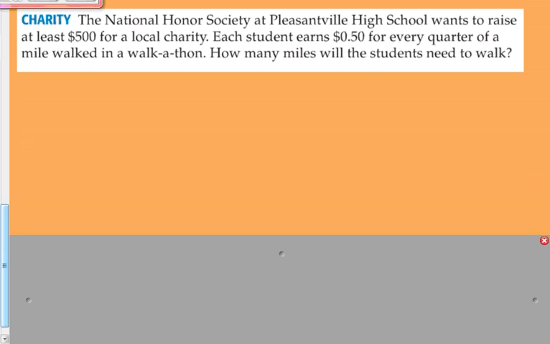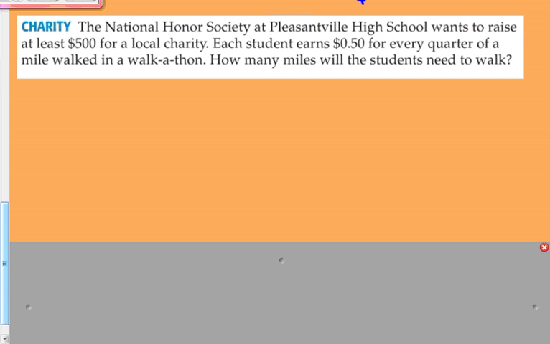Let's do our next problem. The National Honor Society at Pleasantville High School wants to raise at least $500 for a local charity. So I'm going to concentrate on that right there. At least 500 means it can be more than 500, so I'm going to put greater than or equal to 500, because that's exactly how at least works. Each student earns 50 cents for every quarter of a mile. So they get 50 cents for every quarter of a mile.